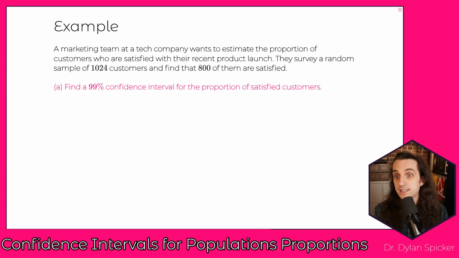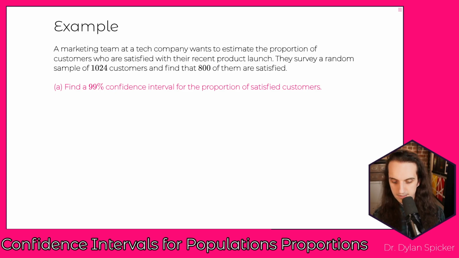So to see an example of this, we can look at this marketing team from a tech company, and they want to estimate the proportion of customers who are satisfied with their recent product launch. They take a sample of 1,024 customers and find that 800 of those customers that are surveyed are satisfied. And they want a 99% confidence interval for the proportion of satisfied customers.